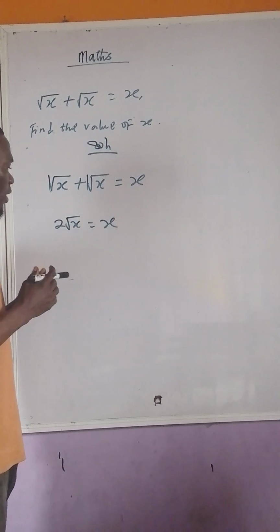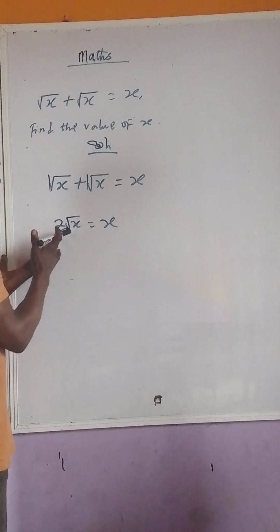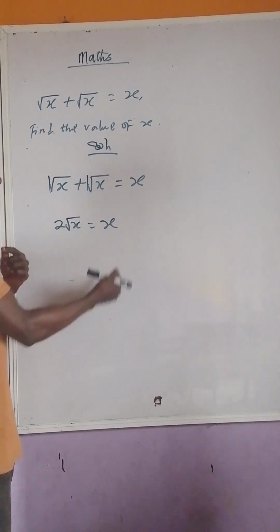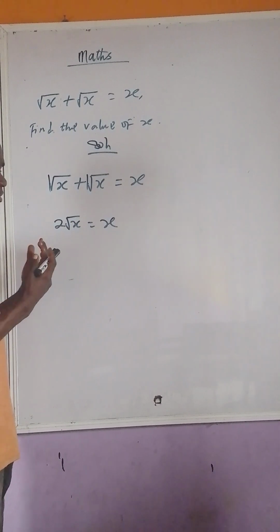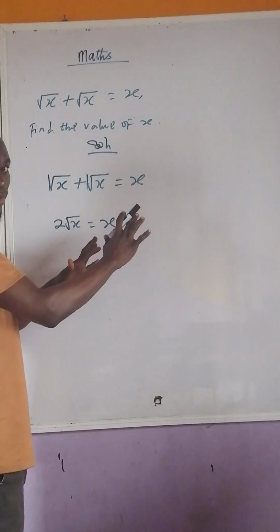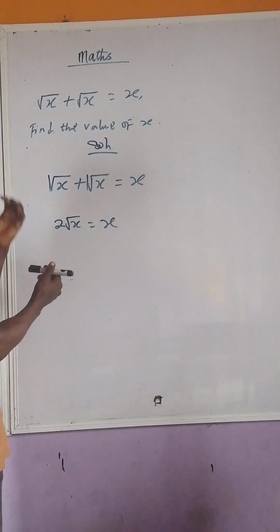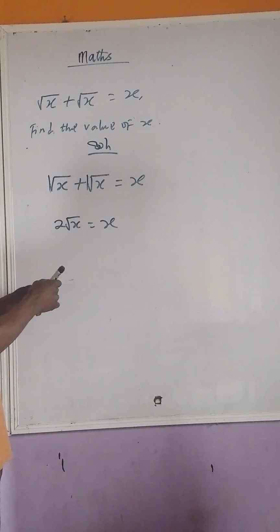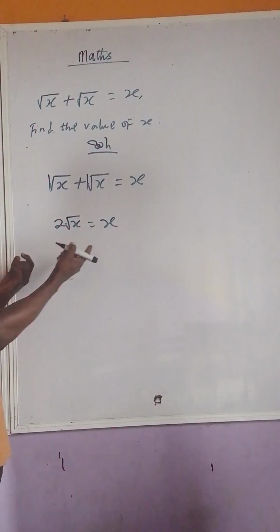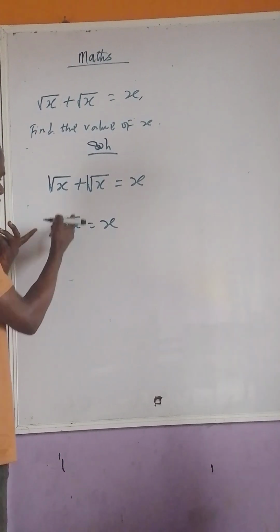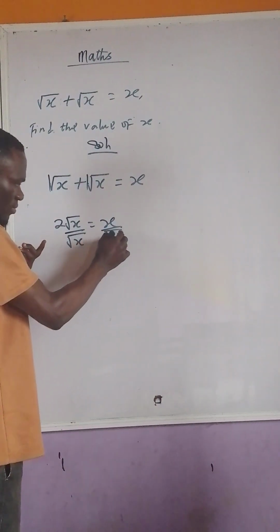Good. Now what I'm going to do is that we cannot divide all through by 2. If you divide all through by 2, you are still coming back to the question. So what I have to do is ensure that the terms with x will be on one side, while the terms with no x will be on the other side. So I have to equate this with x first. If you like, you can divide by root x, so root x over root x over root x.